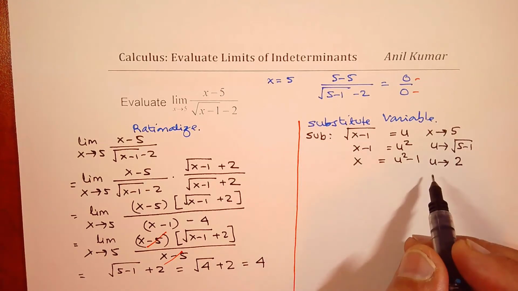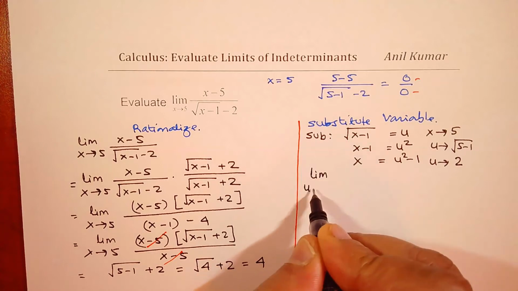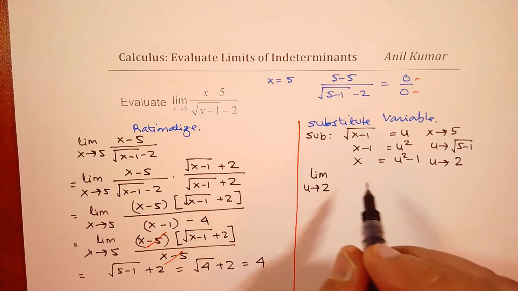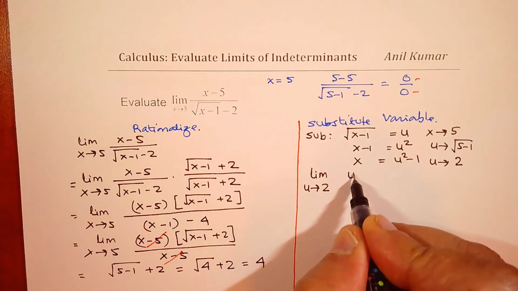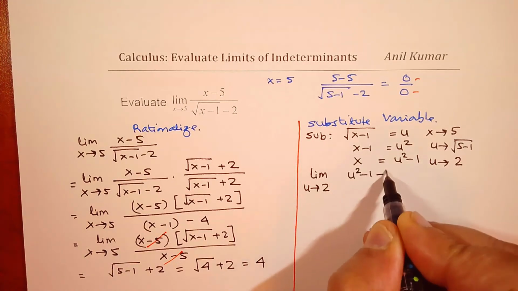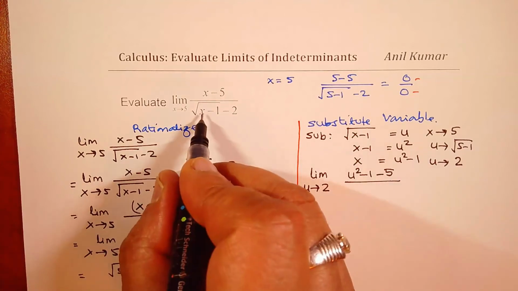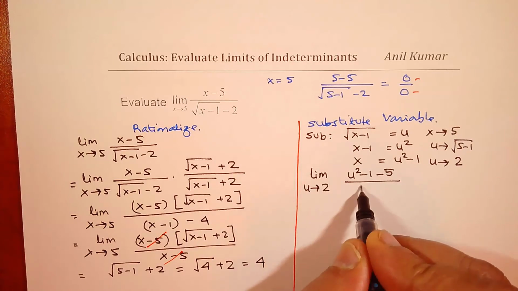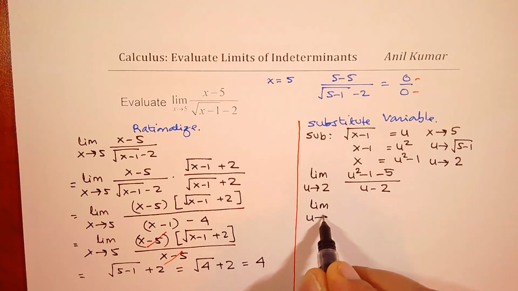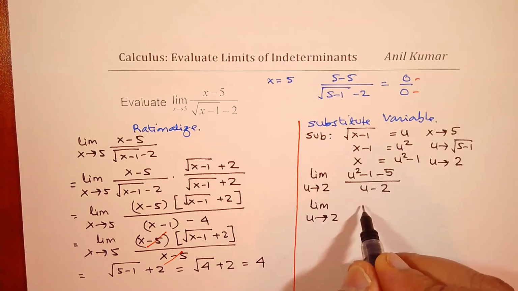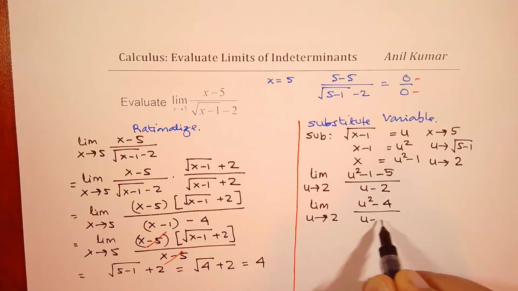Therefore, the given question can now be written as limit u approaches 2. Instead of x, I will write u squared plus 1. So in the numerator, I get u squared plus 1 minus 5. And in the denominator, square root of (x minus 1) is u, so I get u minus 2. So I could write this as limit u approaches 2. The numerator here is u squared minus 4. Denominator is u minus 2.